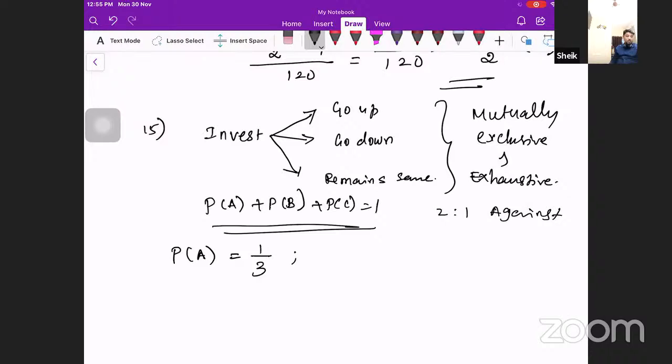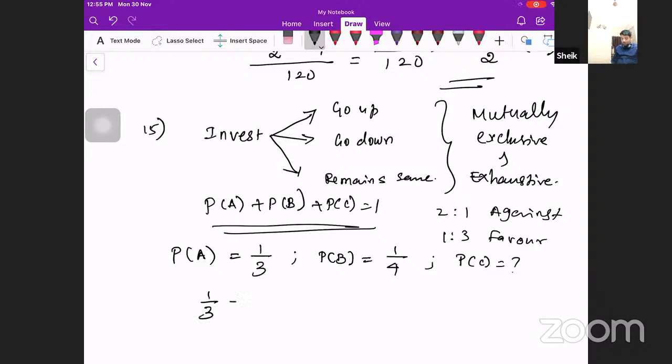Odds in favor of the price remaining same is 1:3. 1:3 is given as favoring. So therefore, what is P of B? P of B is equal to 1 by 4. Now the question is P of C to be found out. So what exactly is the condition?